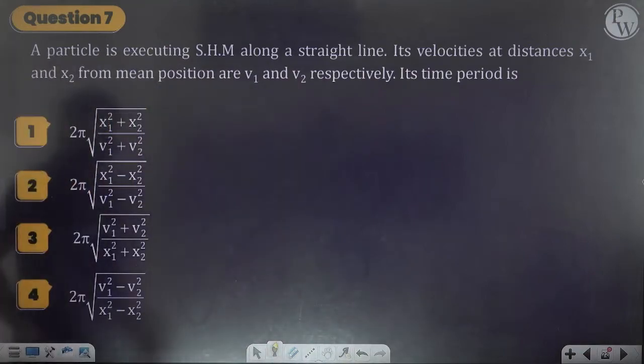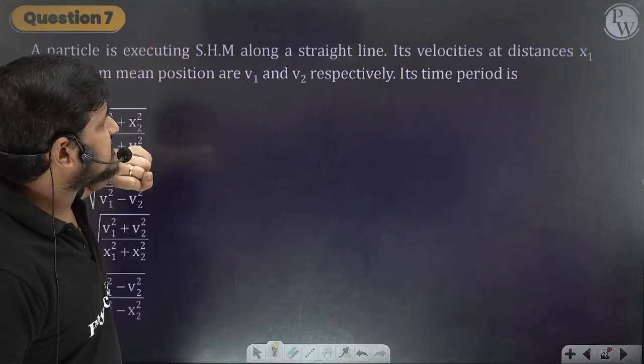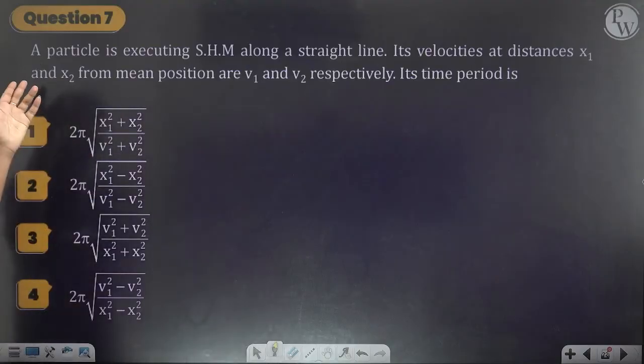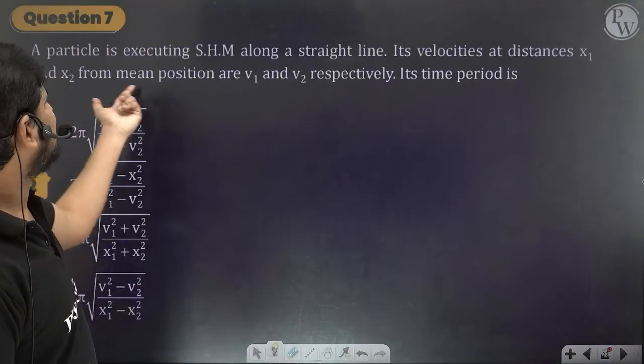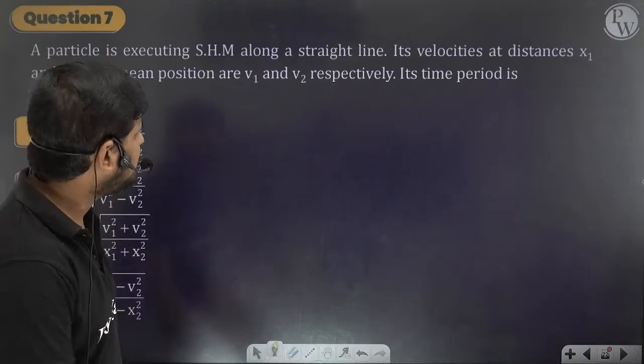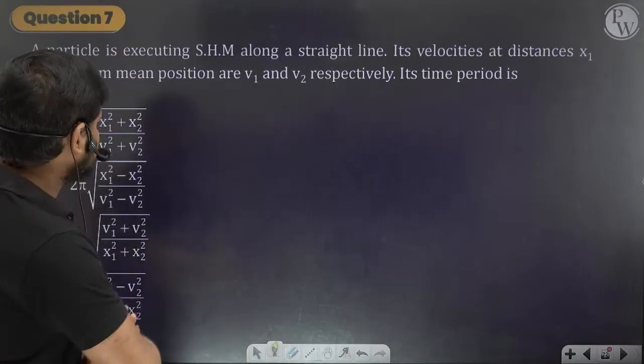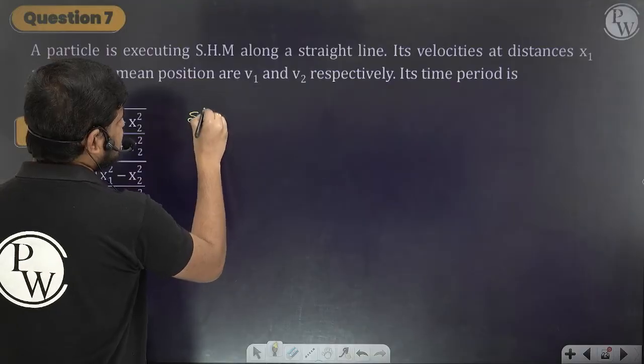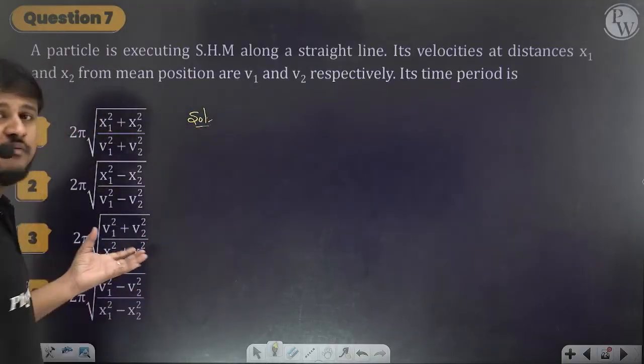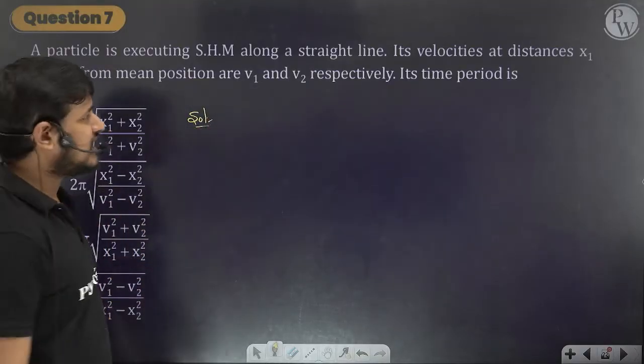So a particle is executing S.H.M along a straight line. Its velocities at distance x1 and at x2 from the mean position are v1 and v2 respectively. So its time period is, okay. Let's do one thing. It's actually the standard result. You have to remember the formula also. So first let me do the calculations.